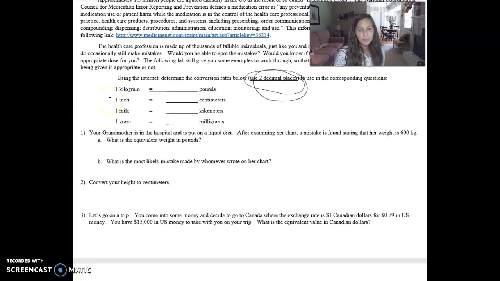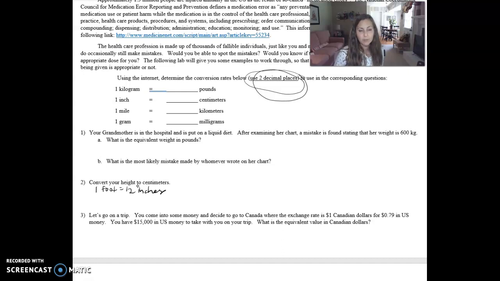Your grandmother weighs what? She's put on a liquid diet. This question right here, you want to come up with something that seems mathematically reasonable. Convert your height to centimeters. Okay, so remember 1 foot is 12 inches. Now, I did not have you write that above, but you do need to know that for that particular problem.